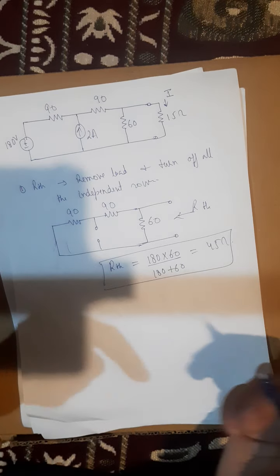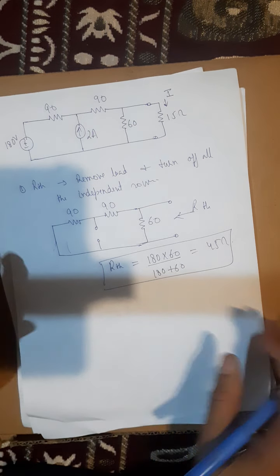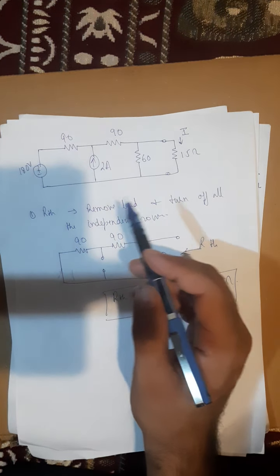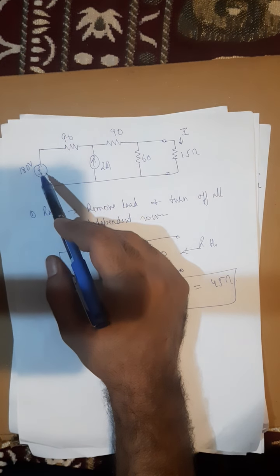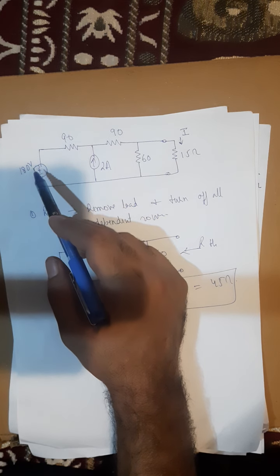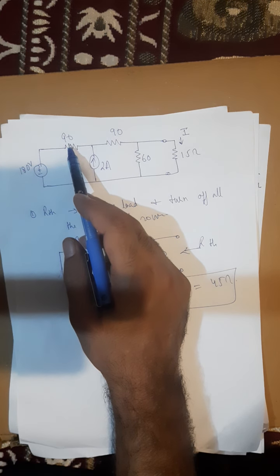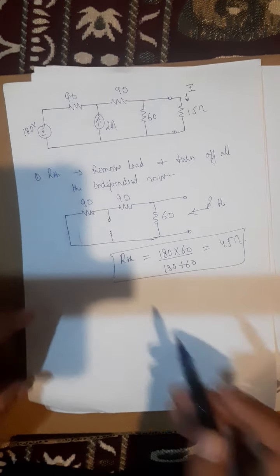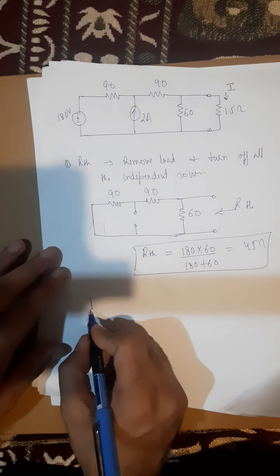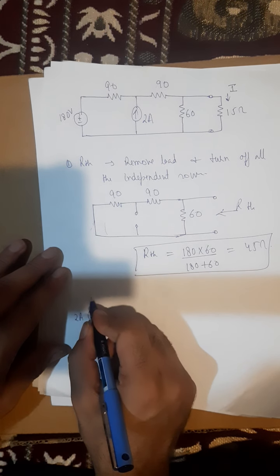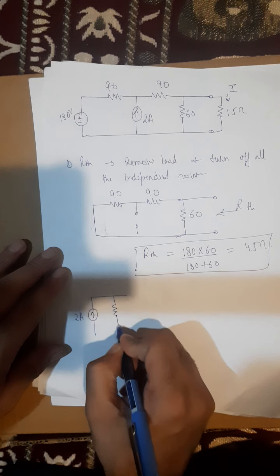So the next step is I have to calculate VTH. If you can see this circuit, can I apply a transformation anywhere? Look, this is a voltage source in series with a resistor of 90 ohm. I can replace this voltage source by a current source in parallel with the same resistor. So how will the circuit look? 180 divided by 90 will be 2 ampere. So I will get a 2 ampere current source in parallel with the 90 ohm resistor.